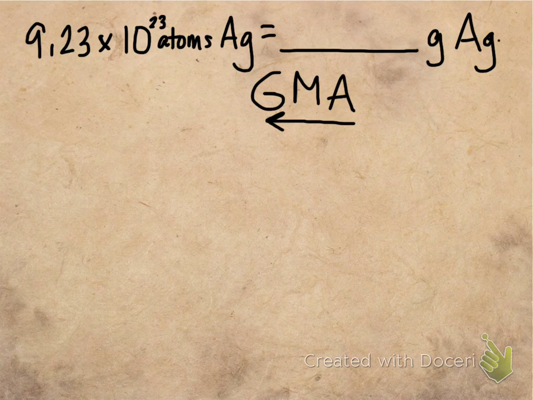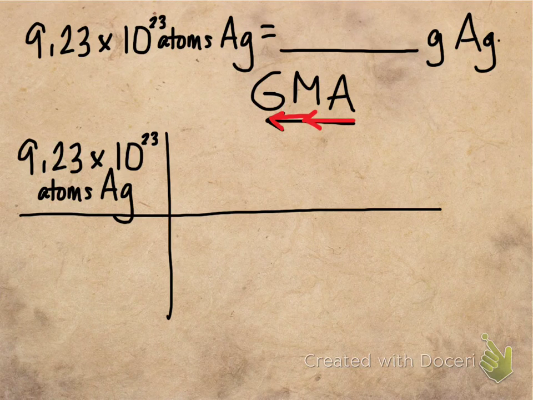One more. What if I have 9.23 times 10 to the 23rd atoms of silver, and I'd like to know how many grams of silver that is? Well, obviously this is going to be a two-stepper because I'm starting with atoms. I have to go to moles before I can follow the rest of the way through and take it to grams. What number goes in the first box of my factor label? Of course you knew that. My given! What units and what chemical are going to go down here so that they cancel?